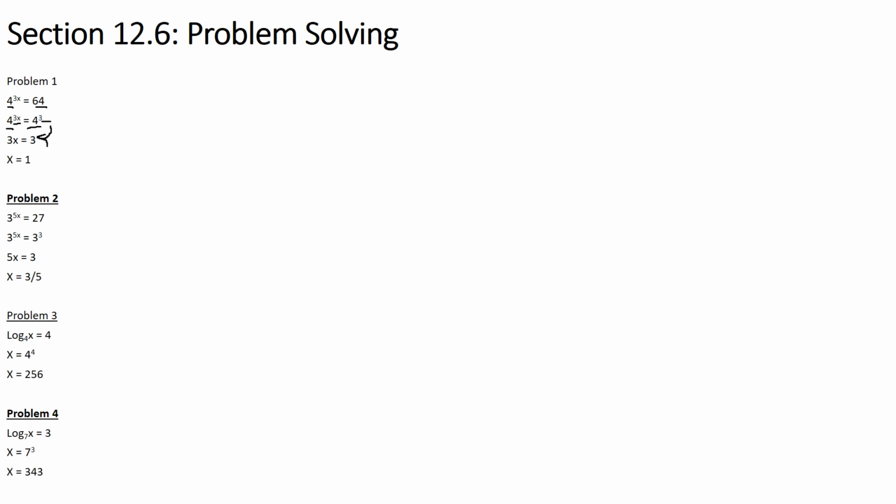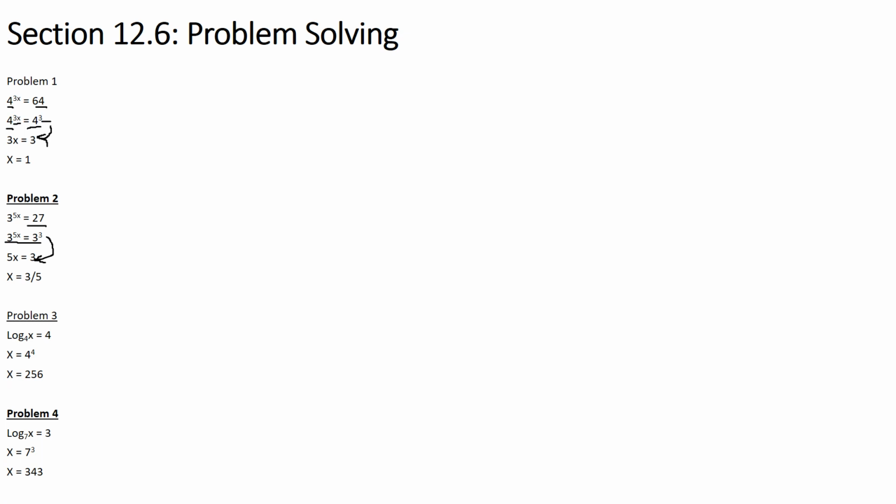Here's another one. 3 to the 5x equals 27. Can I turn 27 into a base 3? Yeah, 3 cubed, 3 to the third. 3 times 3 is 9, times 3 is 27. So 3 to the 5x equals 3 to the third. I've got same bases. I bring these down. Now it says 5x equals 3. And I solve it algebraically. x equals 3/5.